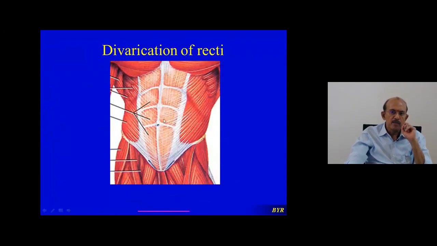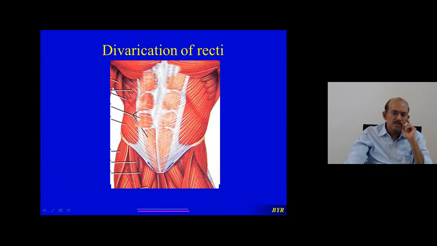Divarication of recti. This is the normal rectus abdominis muscle. Sometimes in some people, this linea alba, this is linea alba in the midline, gets stretched. So it becomes stretched like this with separation of the rectus abdominis muscles on either side. This is called divarication of recti. It is not harmful. If it develops a defect, it requires surgery. Otherwise, it doesn't require any surgery. So a gap in between the two recti muscles is not hernia.